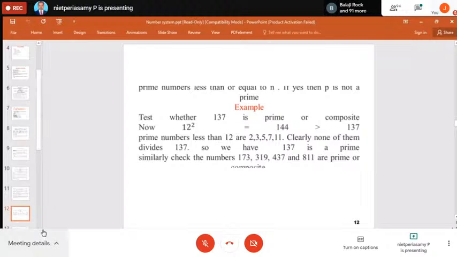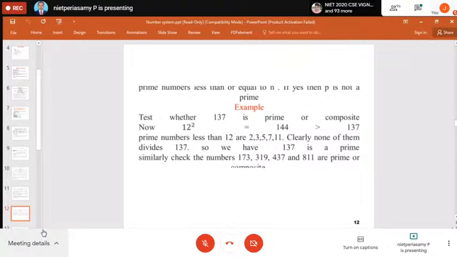In that example I mentioned 12 square. 12 square is 144, which is the nearest perfect square greater than 137. What is the meaning of perfect square? Anybody tell me. If you find the square root of a perfect square, you get a whole number, not a decimal number.